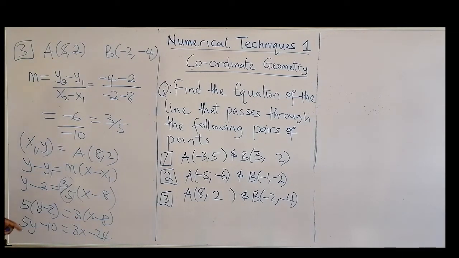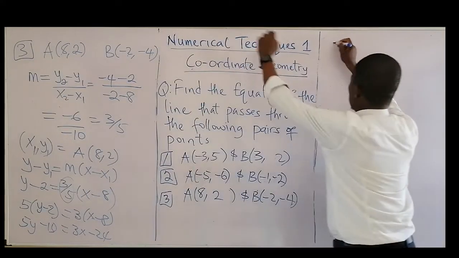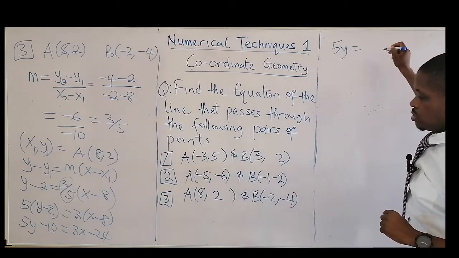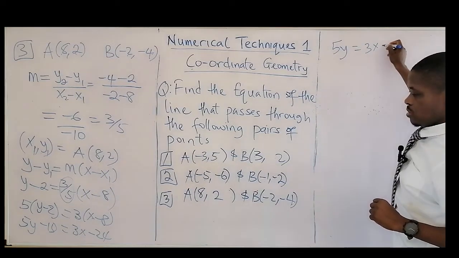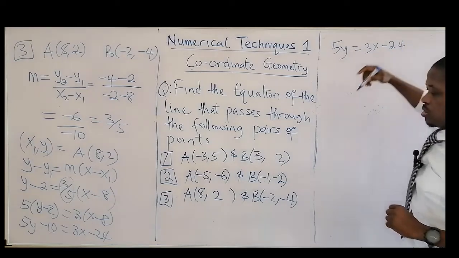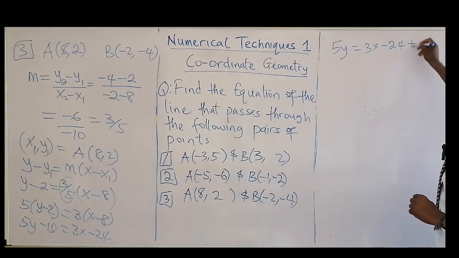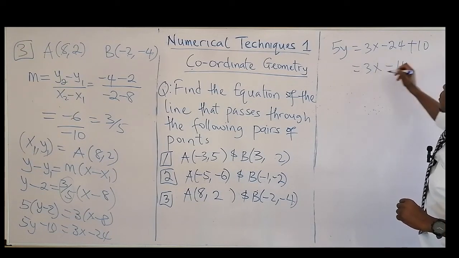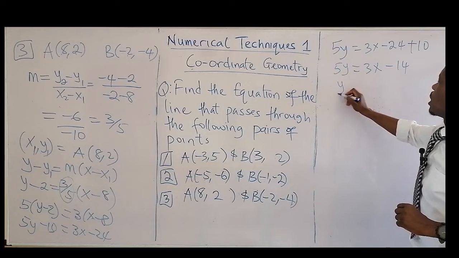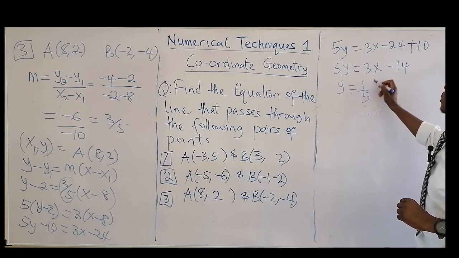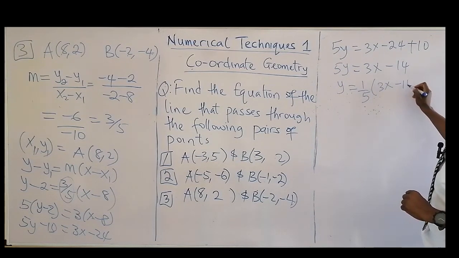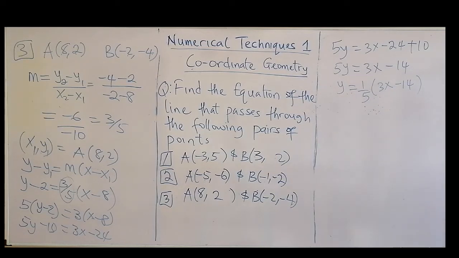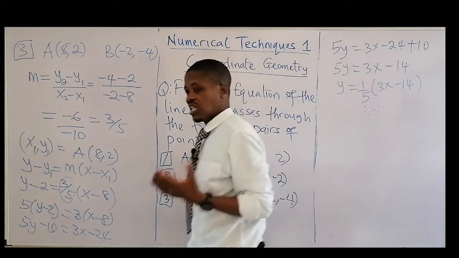So that's that. We can just move this 10 to the other side. That will give us 5y equal to 3x minus 24, then move that minus 10 to that side, plus 10. That's equal to what? 3x minus 14 equal to 5y. So y is equal to 1 over 5 into bracket 3x minus 14. So that finished that question. So that's that on the equation of a straight line.